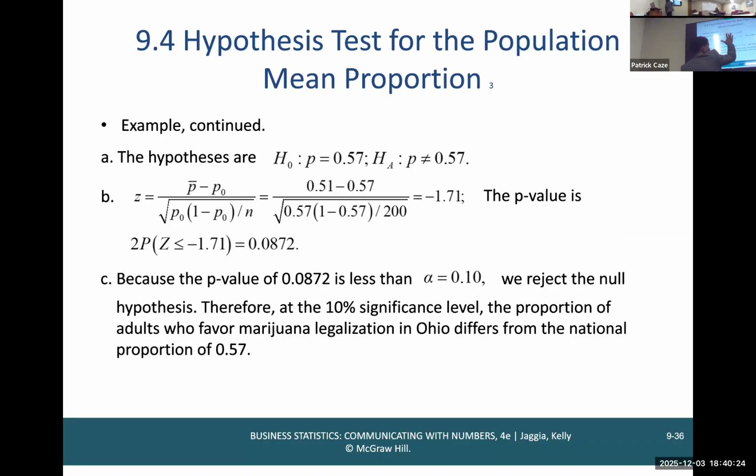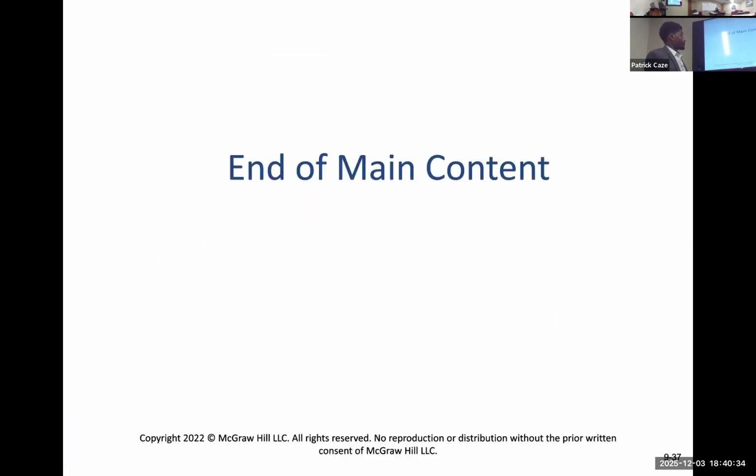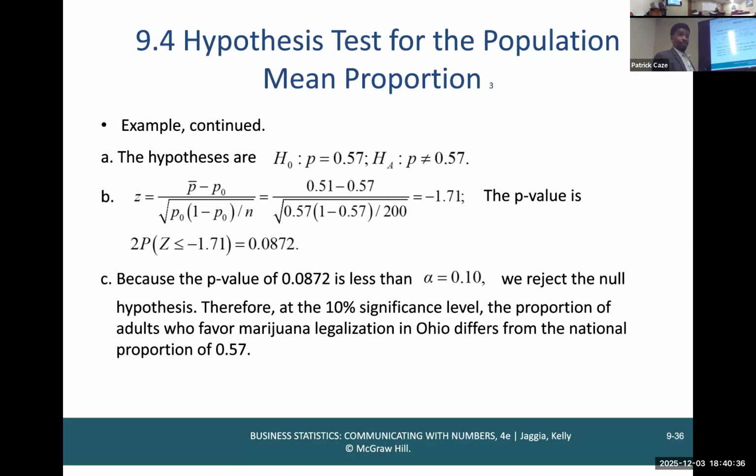We can say it's not this. The alternative is correct. I don't know what it is, but I know it's not that. Okay, that's it.